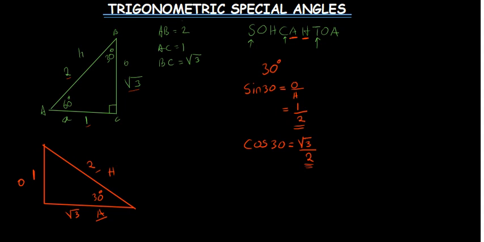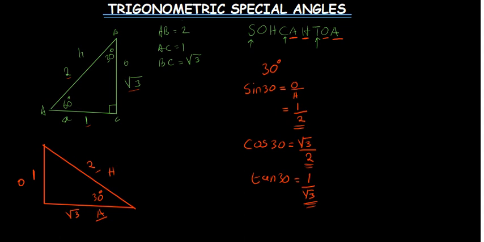Okay, so let's bring in tan. We bring in tan, so you can say tan 30 is equal to opposite over adjacent. The opposite that we have is 1. The adjacent that we have is root of 3, and that's our value right there.